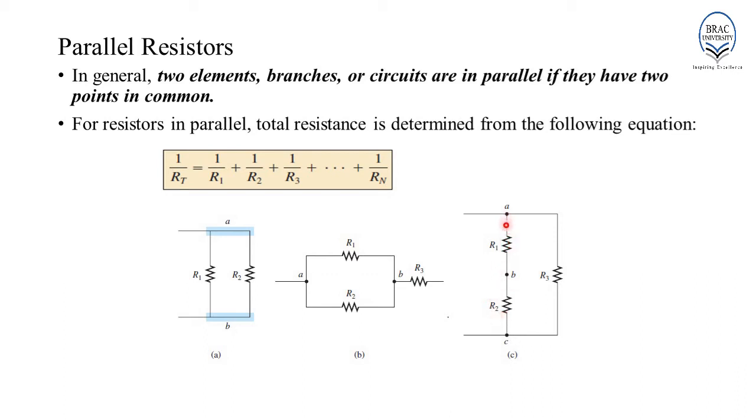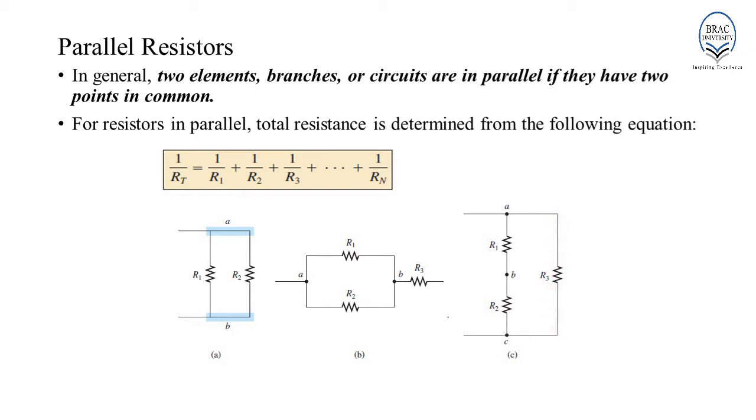However, this branch AC has two common points or two common connections with R3, one over here and the other one over here. So, the branch AC is in parallel with this branch of R3.